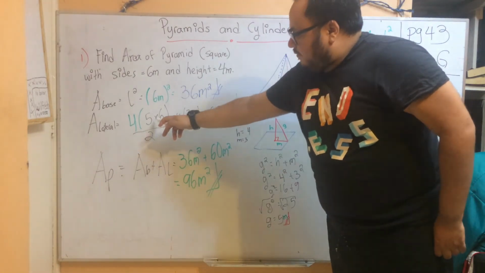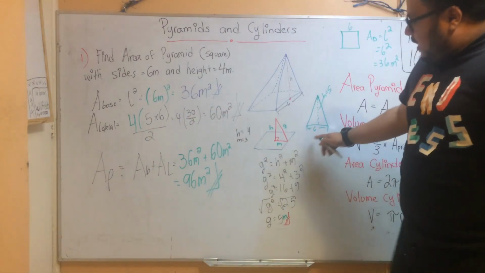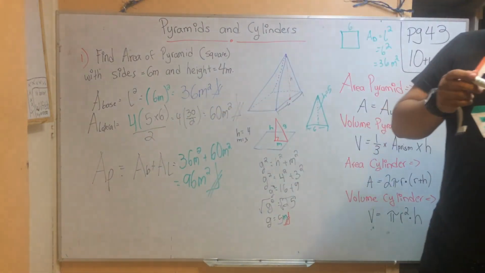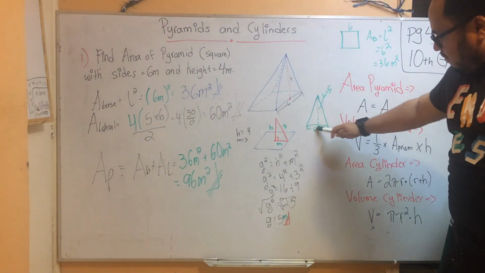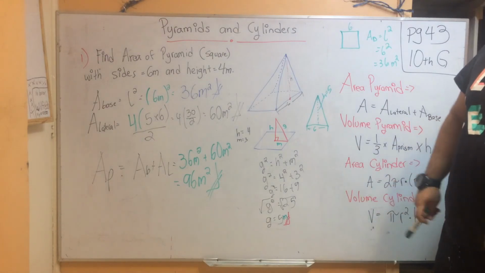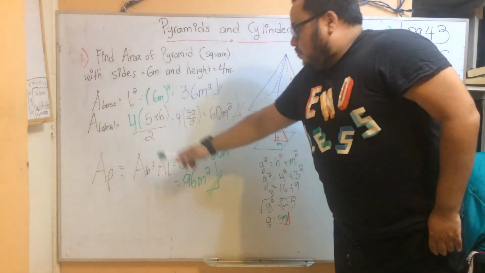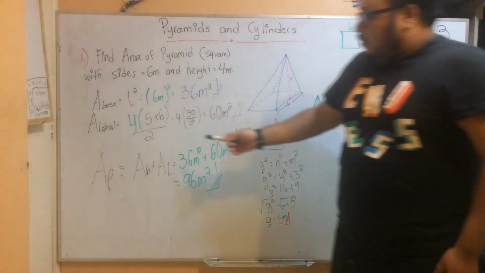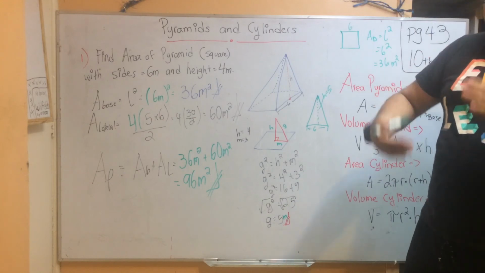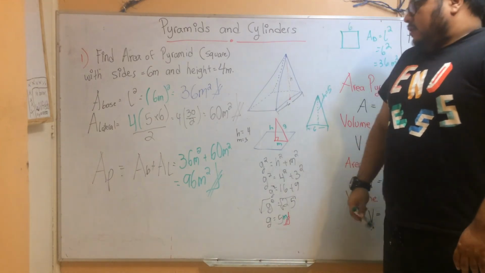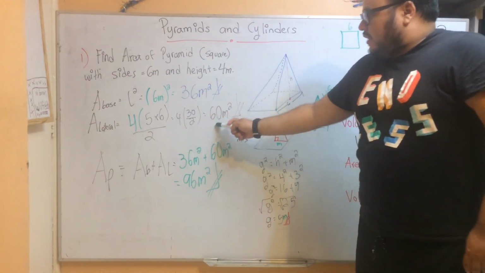And this is how we calculate this. 5 times 6, which is the height times the base, divided by 2. So that's where we get these values. 5 times 6, base times height. Then we divide it by 2 because that's the formula of a triangle. And then we multiply it by 4 because that's how many sides we have on the pyramid. Then we just solve and we have this.